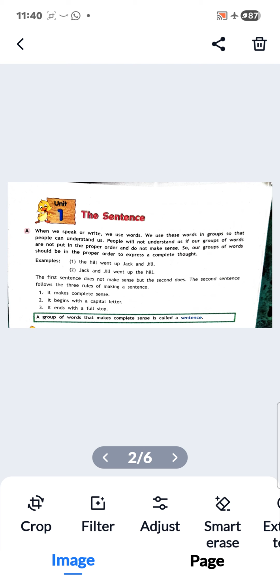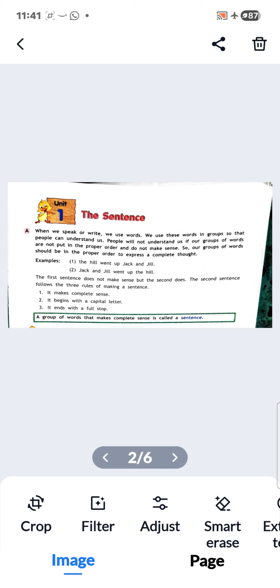And what are these three rules to frame a sentence? First, it has a complete sense, and all the words are arranged in a proper order. Number two, it begins with a capital letter. A sentence always begins with a capital letter. And number three, it ends with a full stop. If it is a simple sentence, then you can put a full stop at the end. But if it is a question, then you will have to put a question mark. And if it is an exclamatory, then you will have to put the exclamation sign.